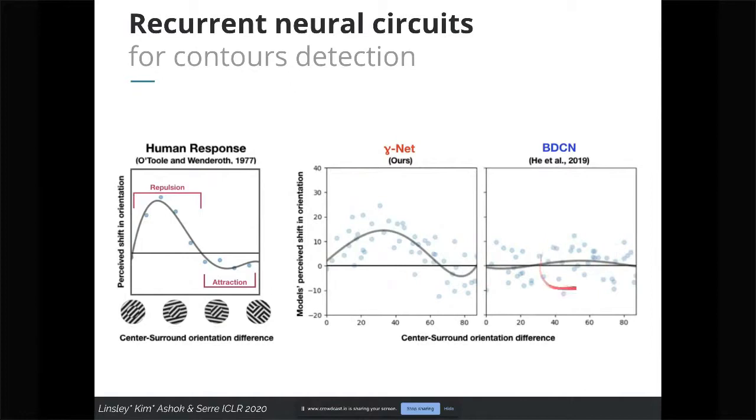But interestingly, the feed-forward neural network does not exhibit any effect at all, despite the fact that those two architectures perform at the same level of accuracy. Actually, all three here, human, gamma net, and BDCN, would be achieving the same level of accuracy on contour detection. So this leads us to believe that one, recurrent mechanisms are necessary and sufficient to account for the tilt illusion. And two, the tilt illusion appears to arise as a byproduct of a circuit that is optimized for contour detection.